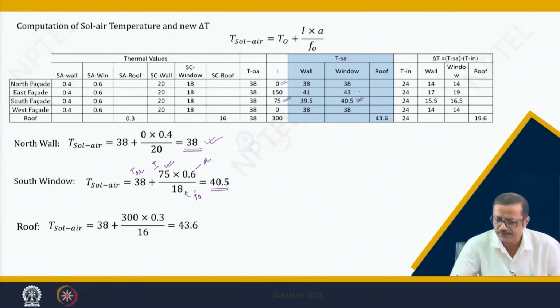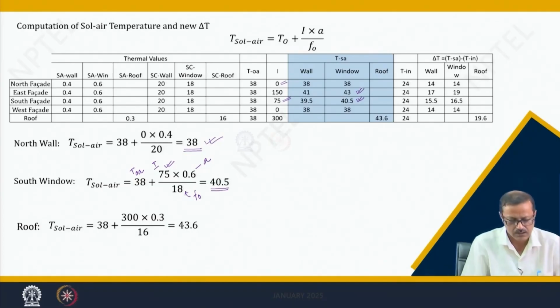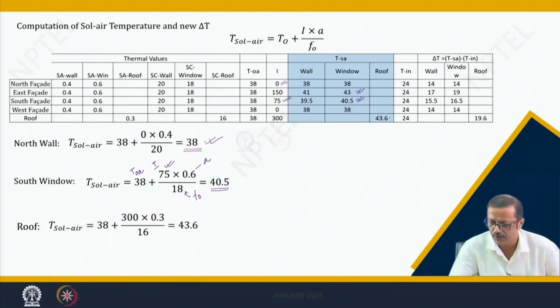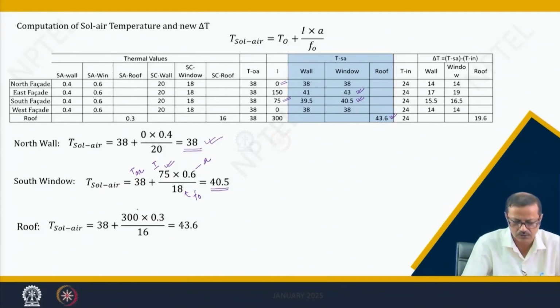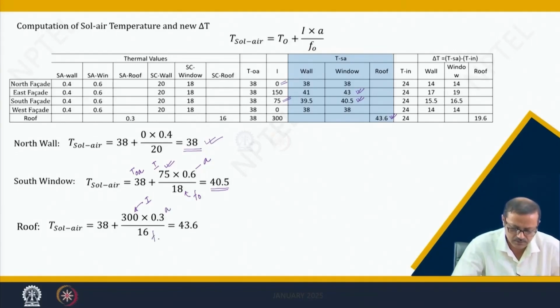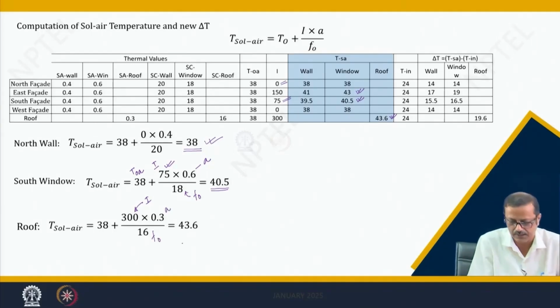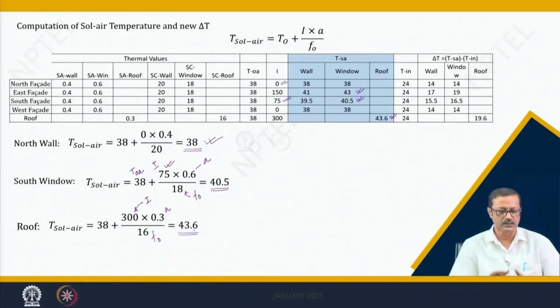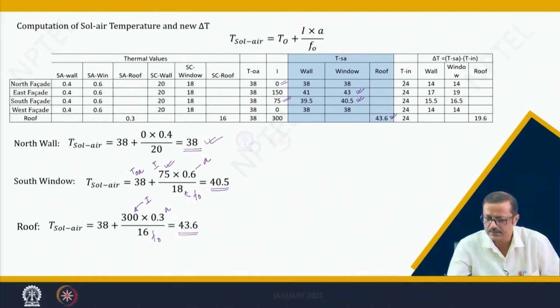Similarly, for the east facade it will be 43 and for the roof it will be 43.6. For the roof the I value is around 300, and the absorbance A and F naught are some different values. So, there is almost a 5.6 degree hike in the solar air temperature. That has to be taken, and what is T in? T in is your indoor set point temperature, 24 degree.